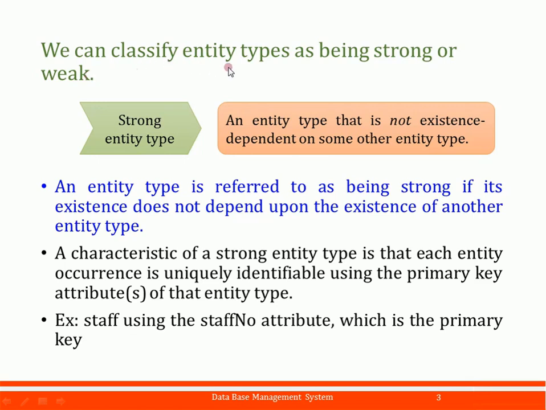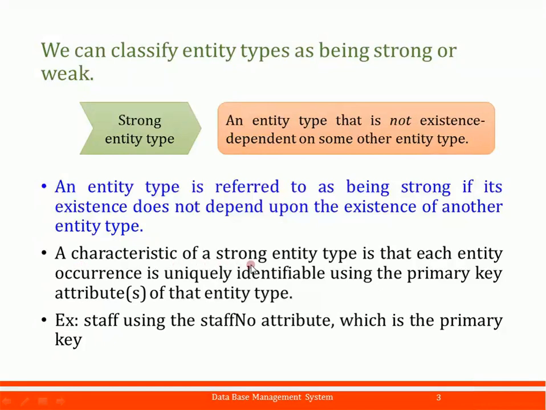We can classify the entity types as being strong or weak. Now let us see what is meant by a strong entity set. An entity type that is not existence dependent on some other entity type is referred to as the strong entity type. That is, the existence of this particular strong entity is not dependent on any other entity in the database. An entity type is said to be strong if its existence does not depend upon the existence of any other entity type in the database.